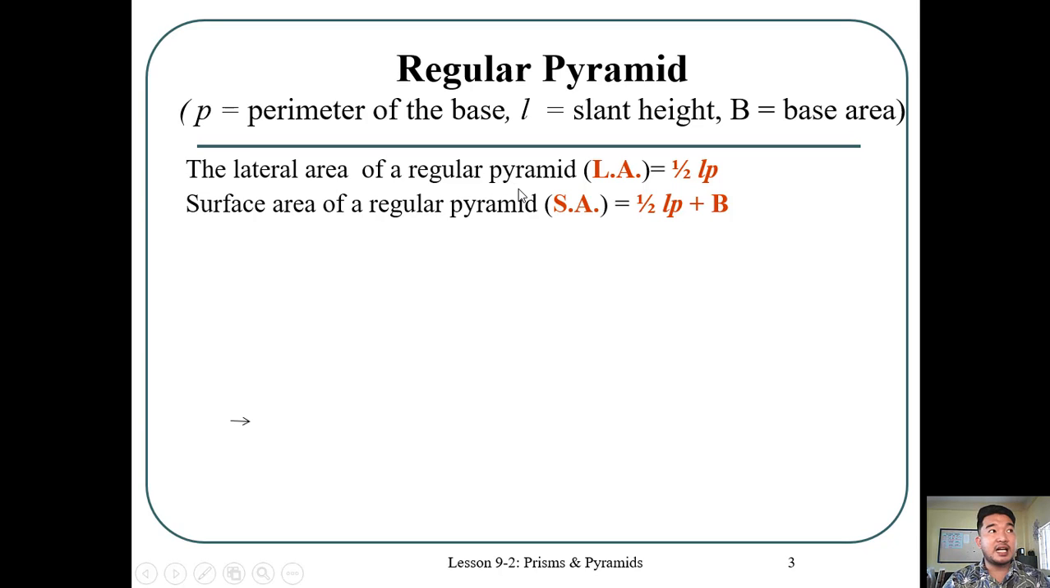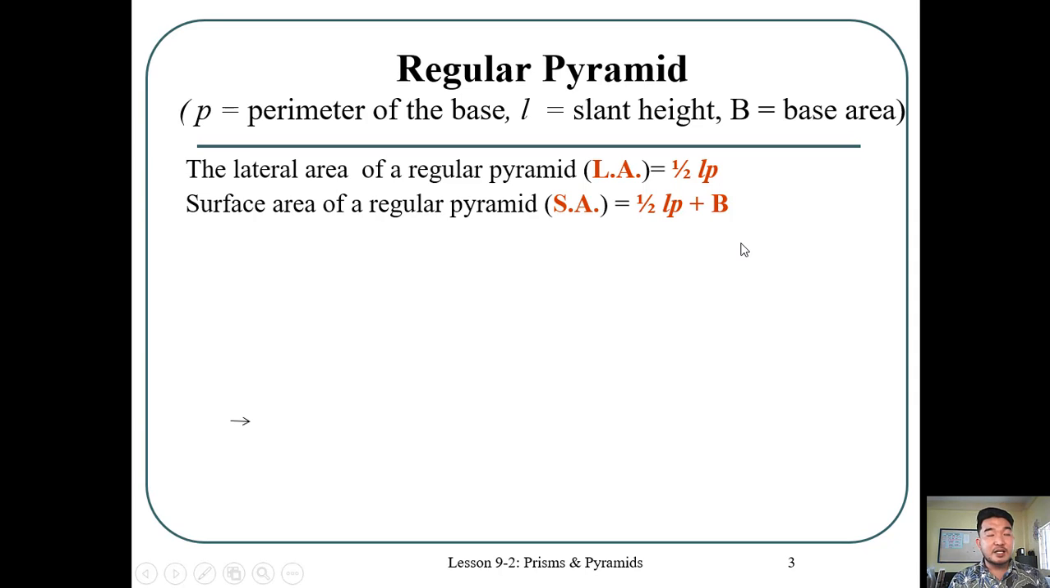The lateral area of a regular pyramid. What does lateral area mean? This is the area of all the faces of the pyramid, not including the base. That is equal to 1/2 of the slant height times the perimeter of the base. So that is how we can solve for the lateral area of the regular pyramid. For the surface area of a regular pyramid, SA is equal to 1/2 of the slant height times the perimeter of the base plus the area of the base.